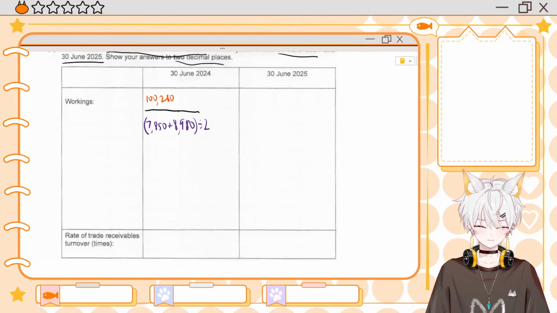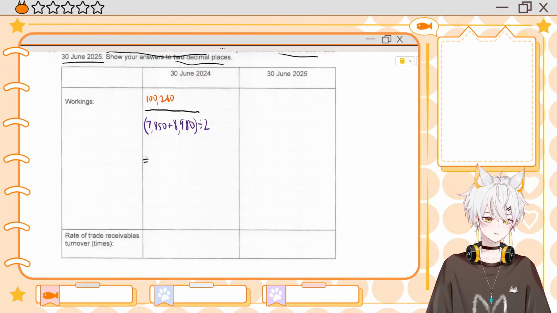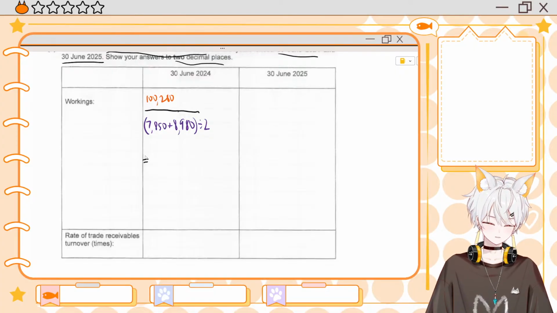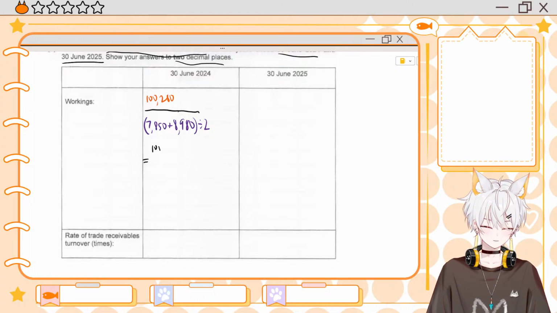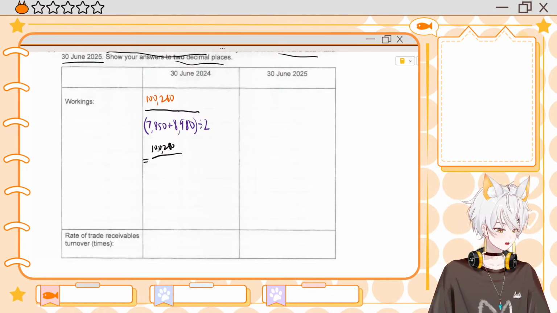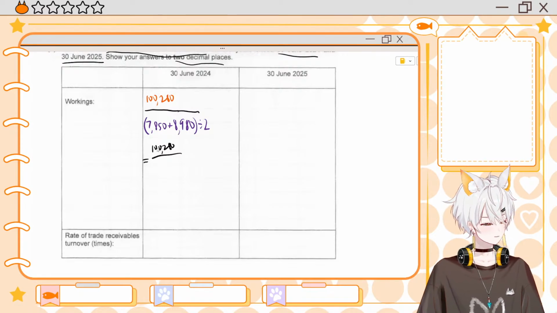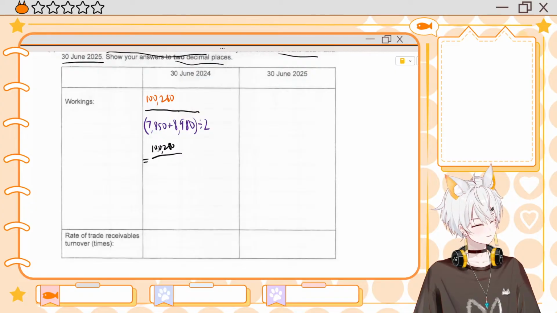It's better if you actually calculate out the values. So for example, 100,280 divided by, oh dear, where did my calculator go? Hold on. Okay.